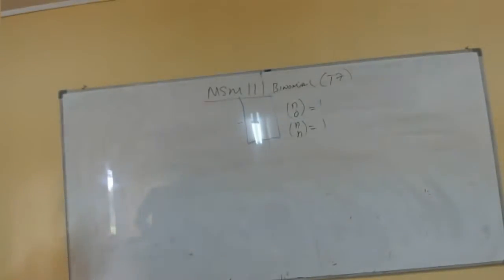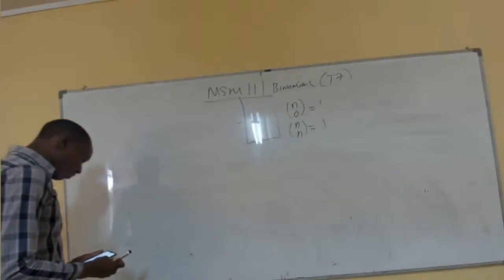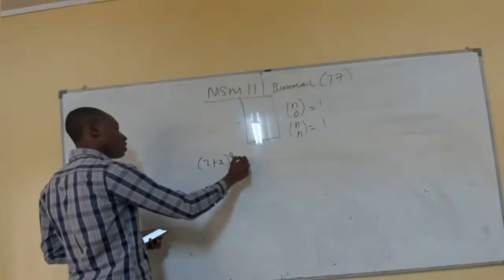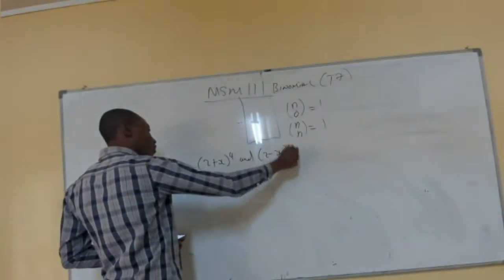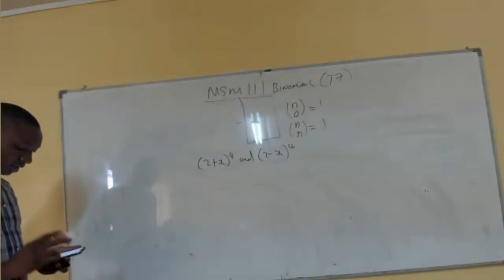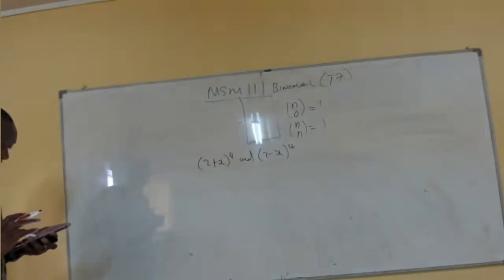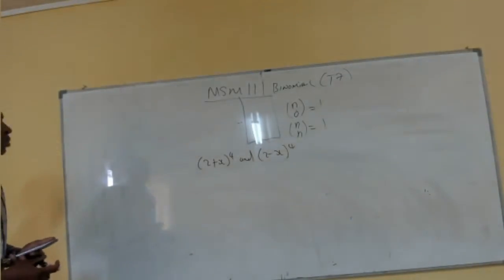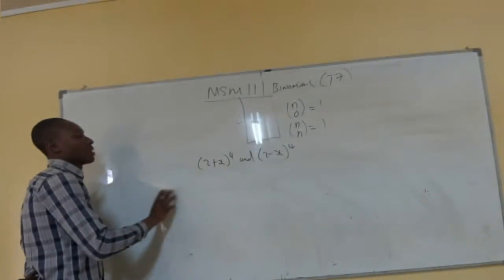The question says write down the expansions of 2 plus x to the power 4, and 2 minus x to the power 4. Okay, right, so then what? Part 2, so let's find those expansions first. So expanding this, we are going to have the first part.